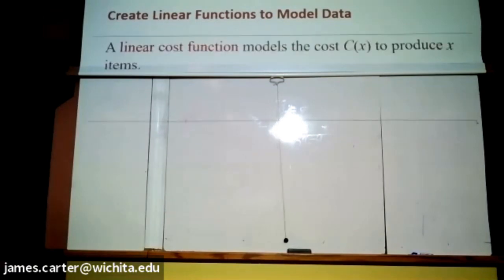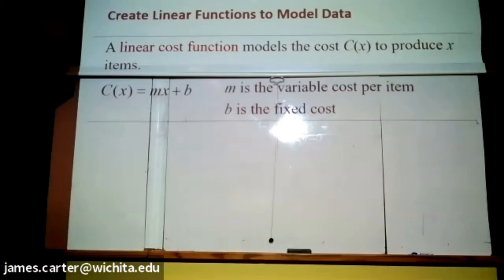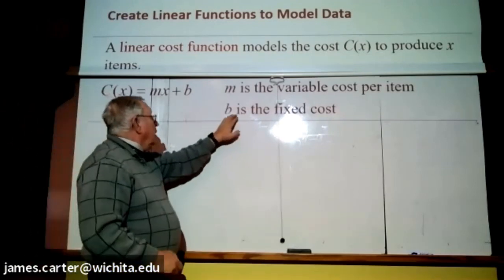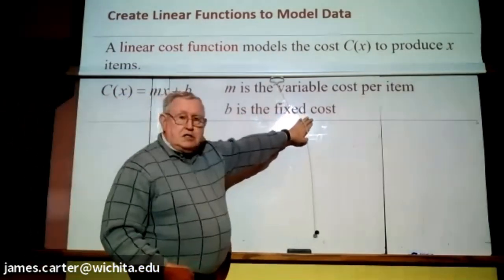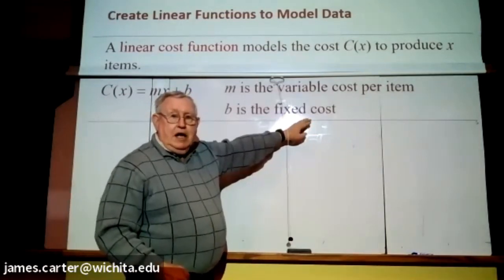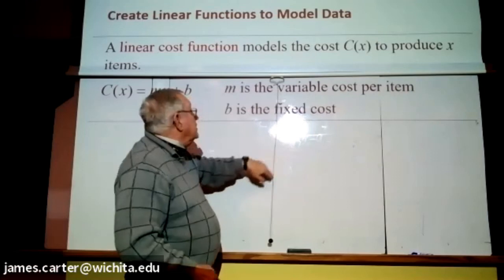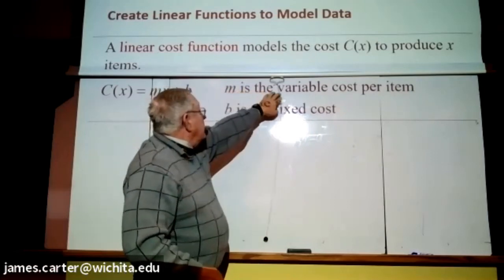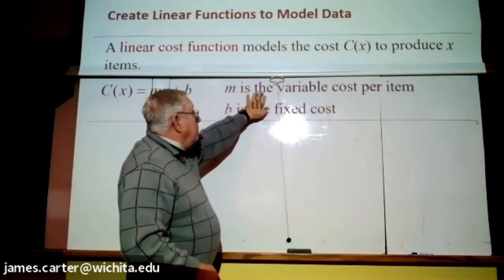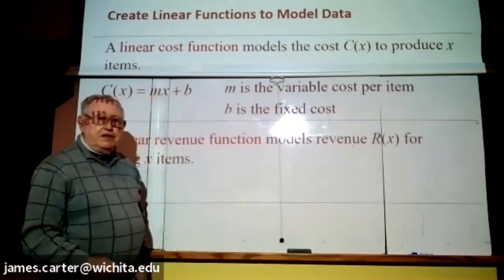Okay, we want to create a couple more linear models. This is a business model. B is the fixed cost. Sometimes they call that the overhead. Okay, how much it costs you just to do business. And then this is the variable cost, which could be labor, it could be parts, that sort of a thing.